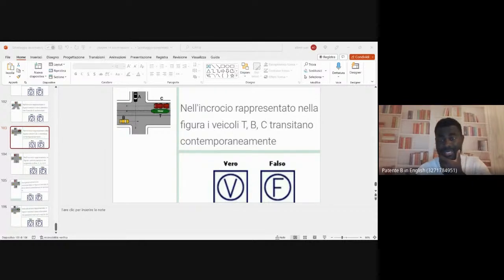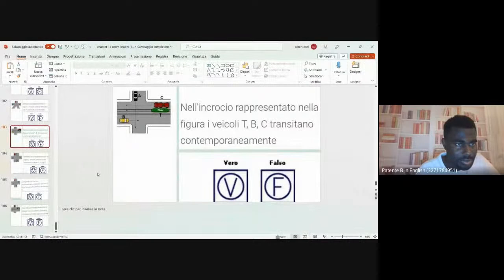And the answer to this question is false. So, guys, how are these vehicles going to pass in order? Yeah, so T is the first vehicle to pass. That's the tram. So after T is gone, what happens next? After T is gone, B will follow, A will go, and then C will be the last vehicle to go as well.